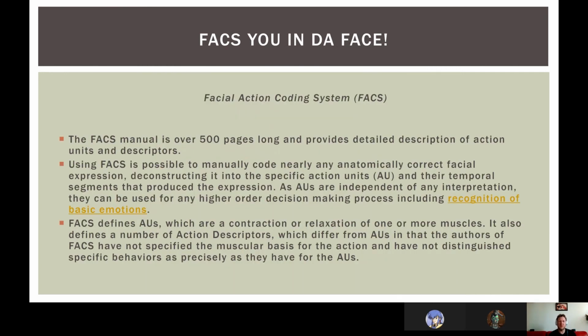So the Facial Action Coding System, the FACS manual is over 500 pages long and provides detailed descriptions of action units and descriptors. Using FACS it is possible to manually code nearly any anatomically correct facial expression, deconstructing it into the specific action units and their temporal segments that produce the expression. That's why the FACS system is used in rigging, because with this 500-page manual, you can code every emotion you have. Like in game rigs, in movie rigs, the FACS system is pretty simplified.